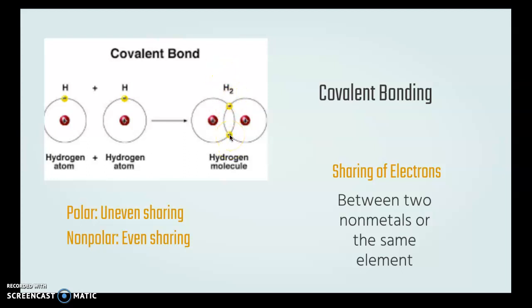Now again, hydrogen is different since it only has 1 valence electron. It's happy with having just 2 valence electrons. Still remember, 8 is great. For everybody else, we're trying to get to 8 valence electrons.